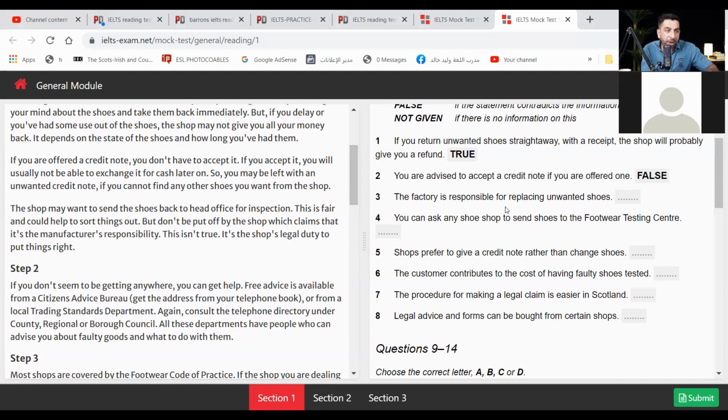The factory is responsible for replacing unwanted shoes. False.